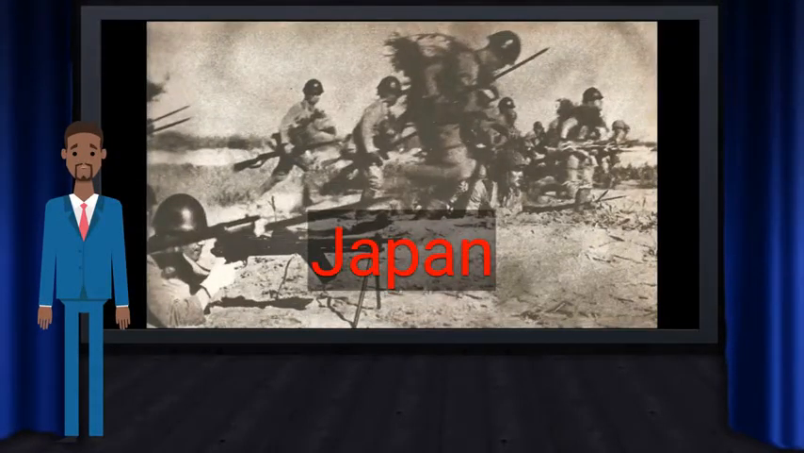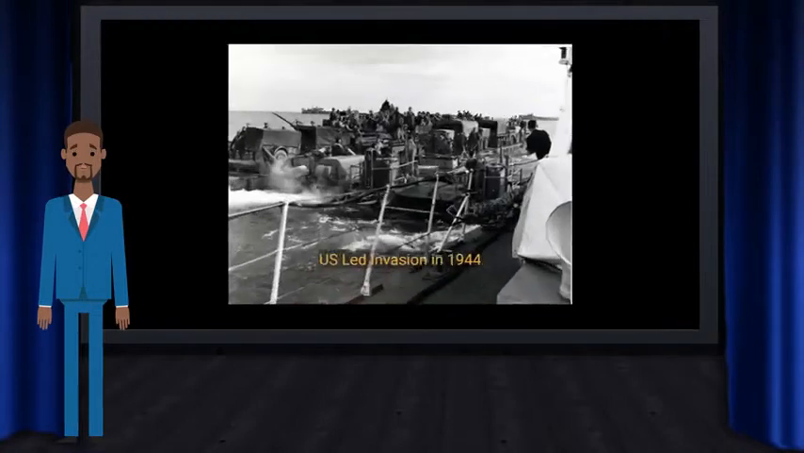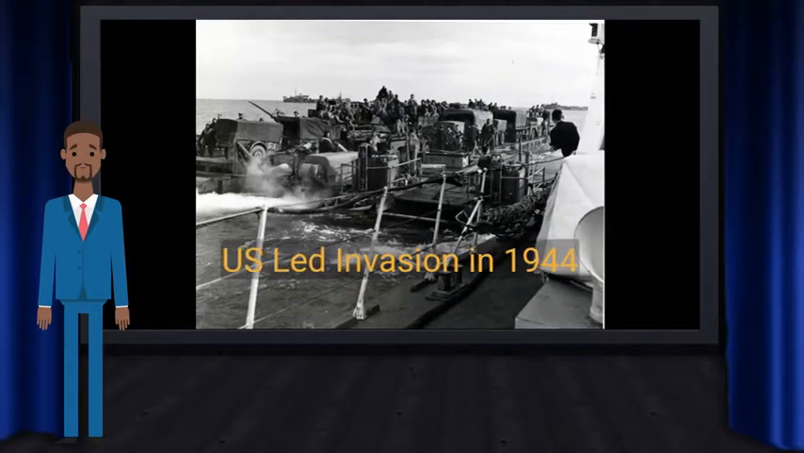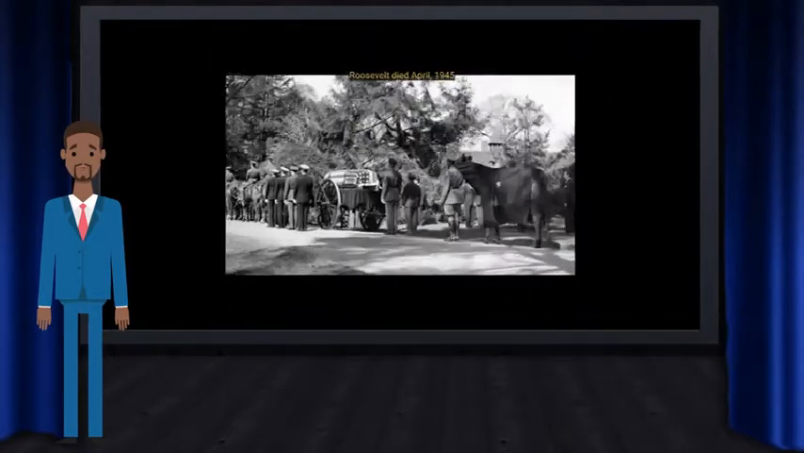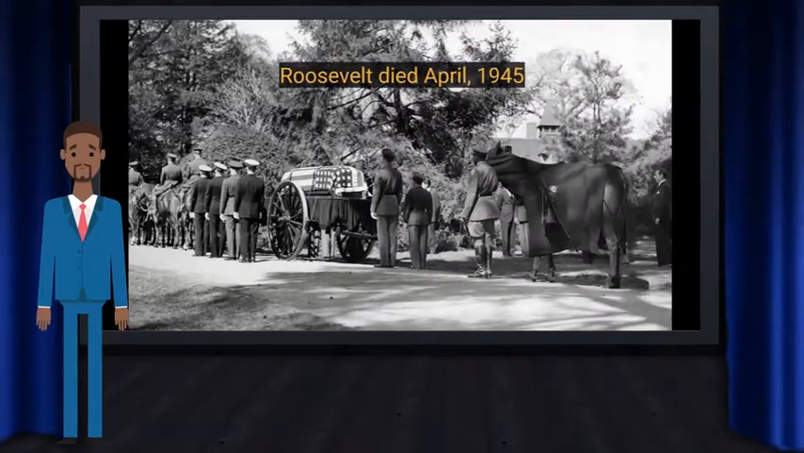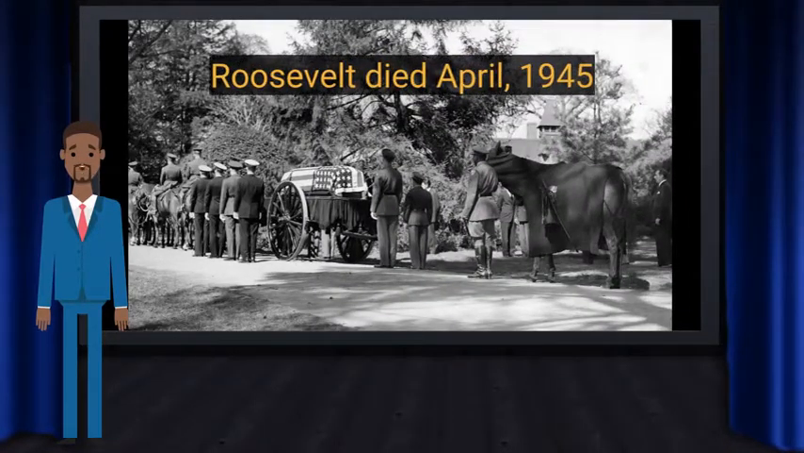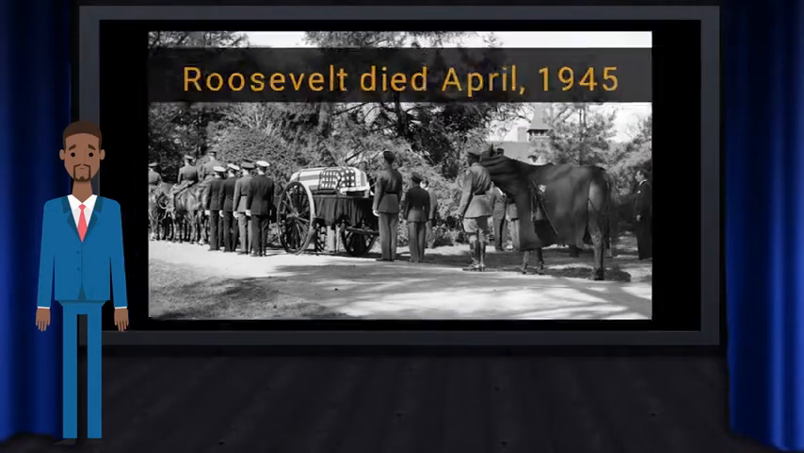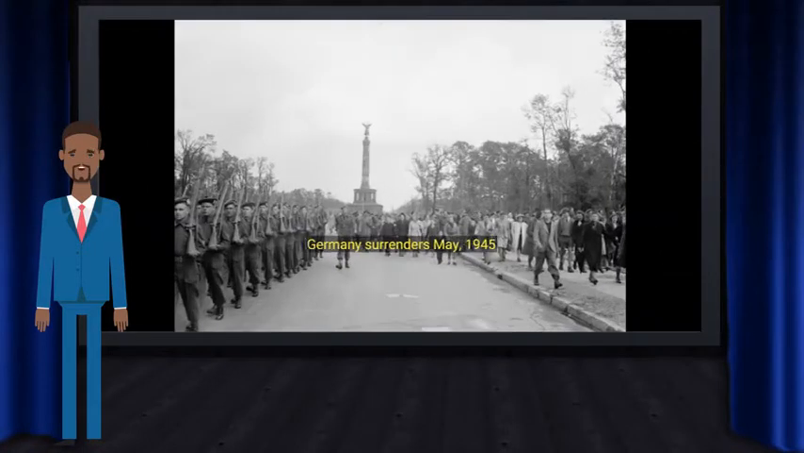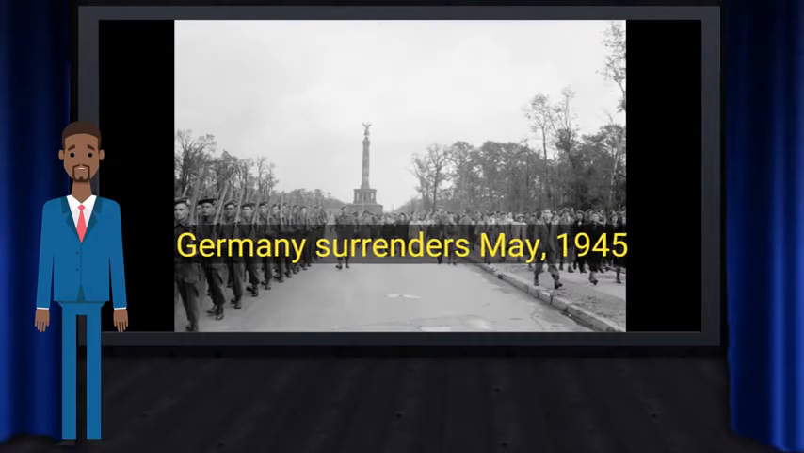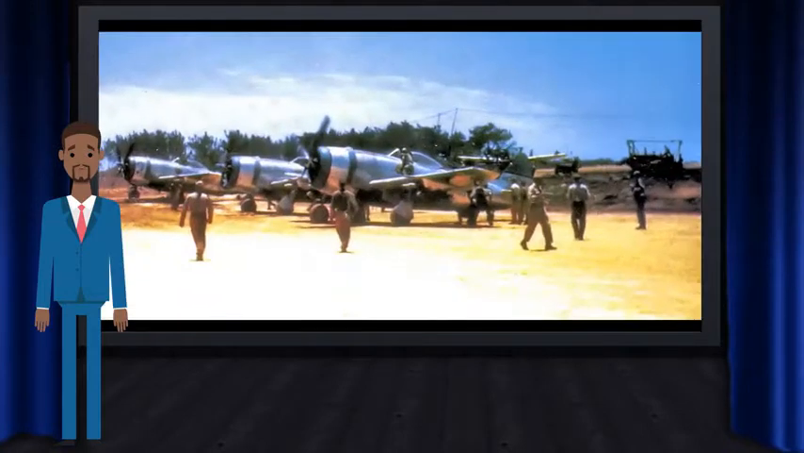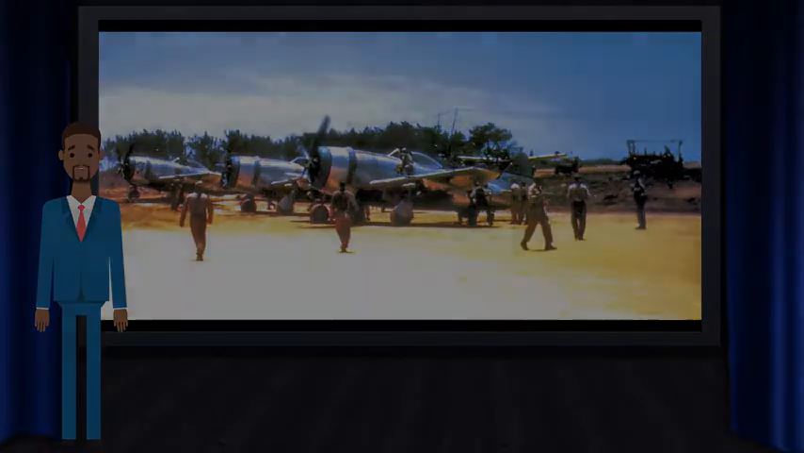In 1944, the United States led the invasion of Europe to free Europe from German control. Shortly before the end of the war, President Roosevelt died, in April of 1945. Harry Truman took over as president, after Roosevelt died. Germany surrendered the next month, in May of 1945, but the war with Japan continued on.